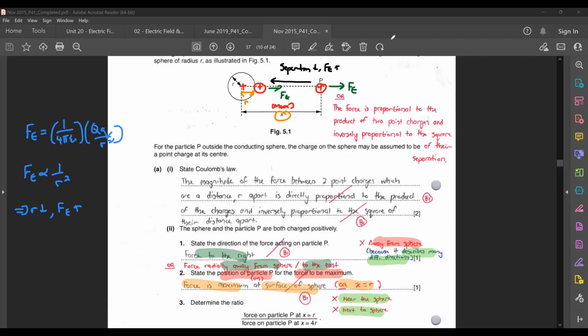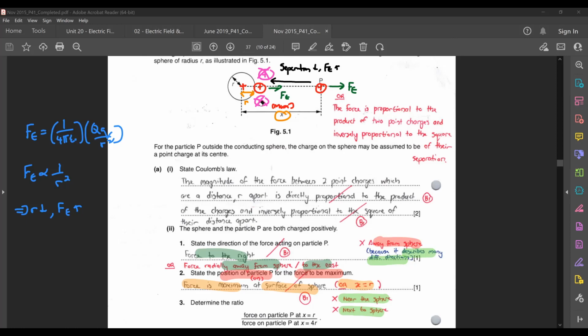Near the sphere and next to the sphere does not imply just right next to the sphere, because it could mean something like this. This one is considered to be near the sphere. This one is also considered to be next to the sphere, but not at the surface of the sphere. So your force is not maximum. Okay, so that's just one thing to take note of.